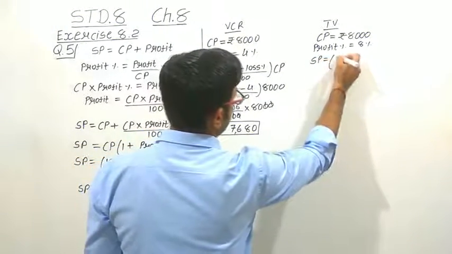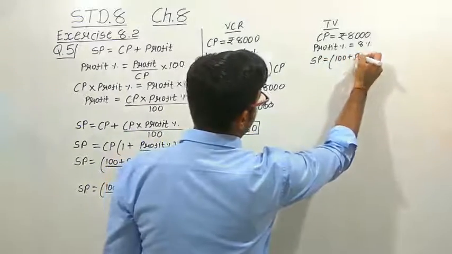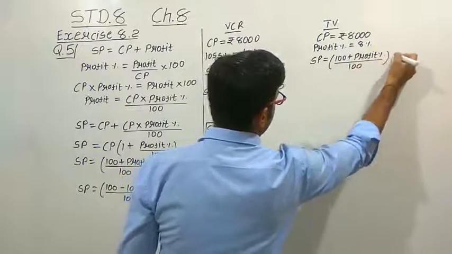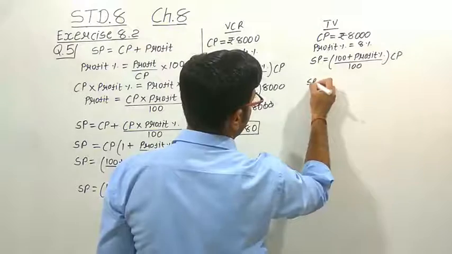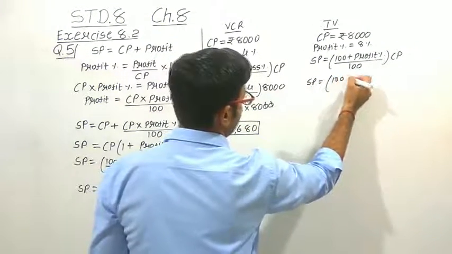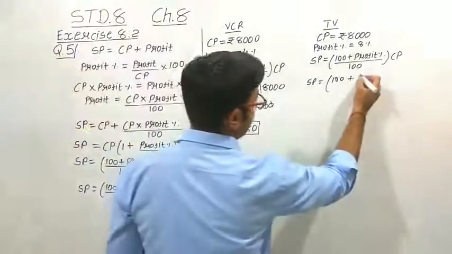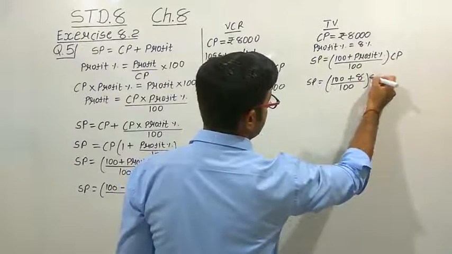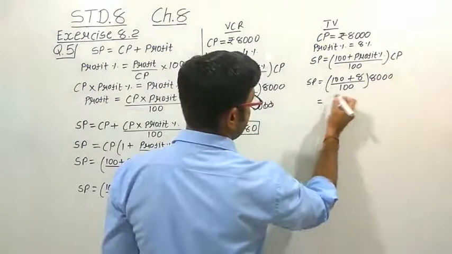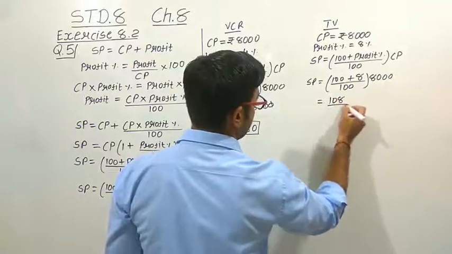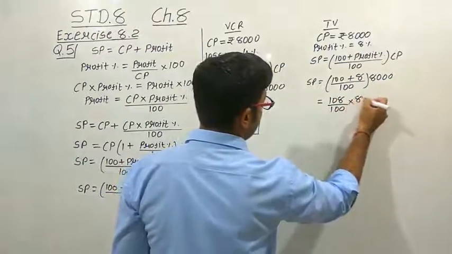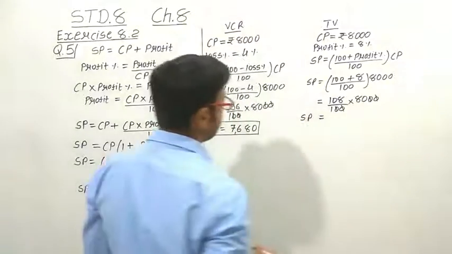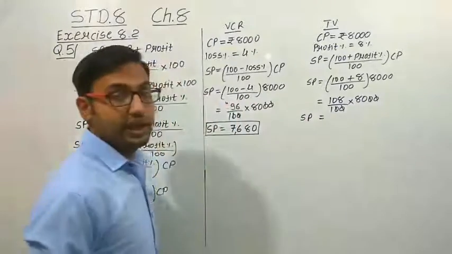Selling price is equal to 100 plus, here we have to apply the profit percentage upon 100 into CP. So the selling price is equal to 100 plus, now see, the profit percentage is 8 upon 100 into the cost price, which is the same, that is 8,000. So here we get 108 upon 100 into 8,000. Again we can cut these two zeros, so we get the selling price is equal to 108 into 80.